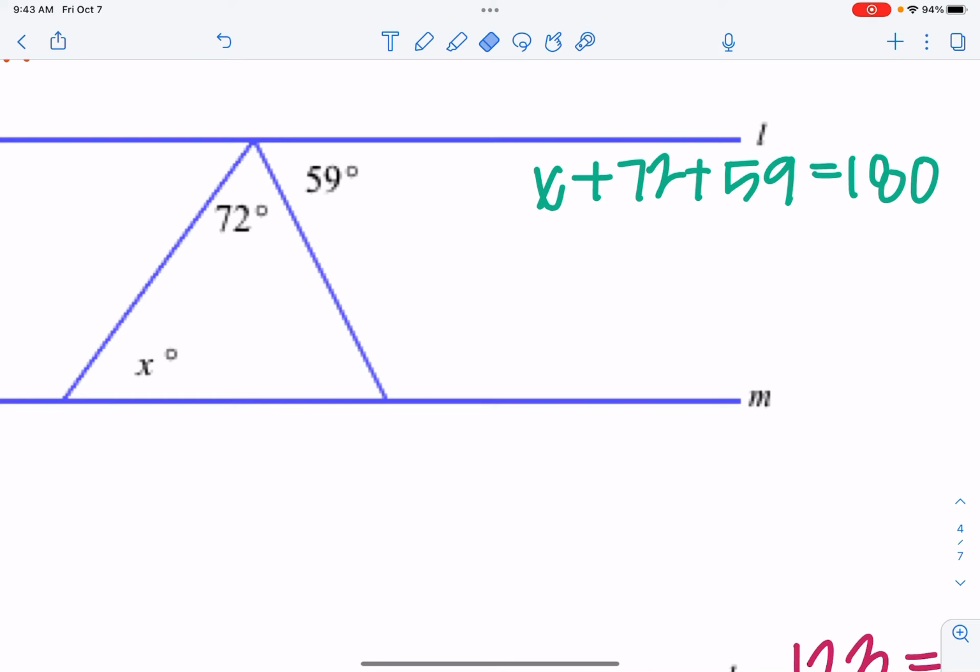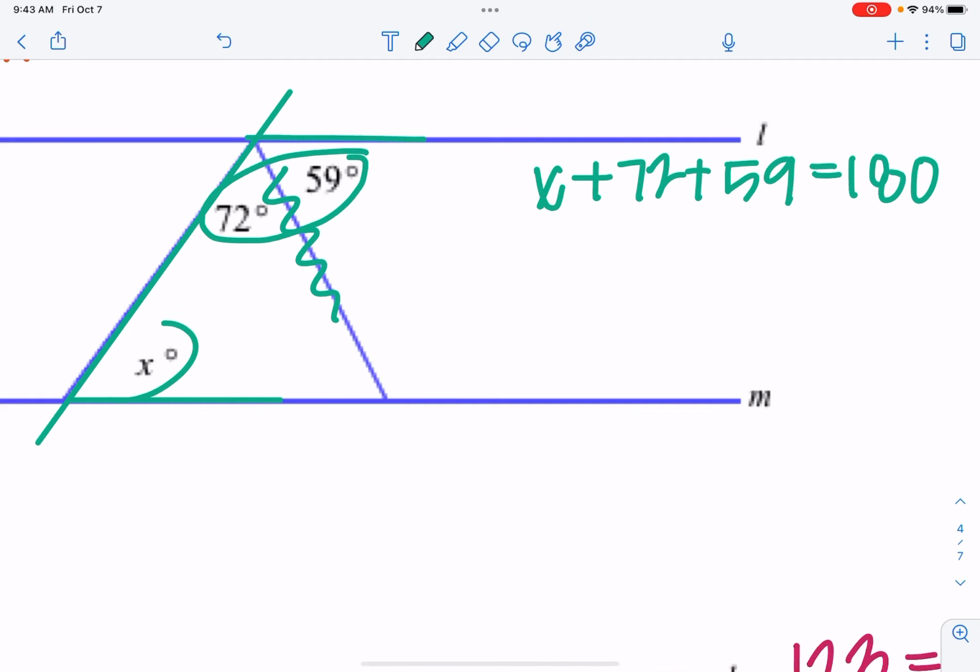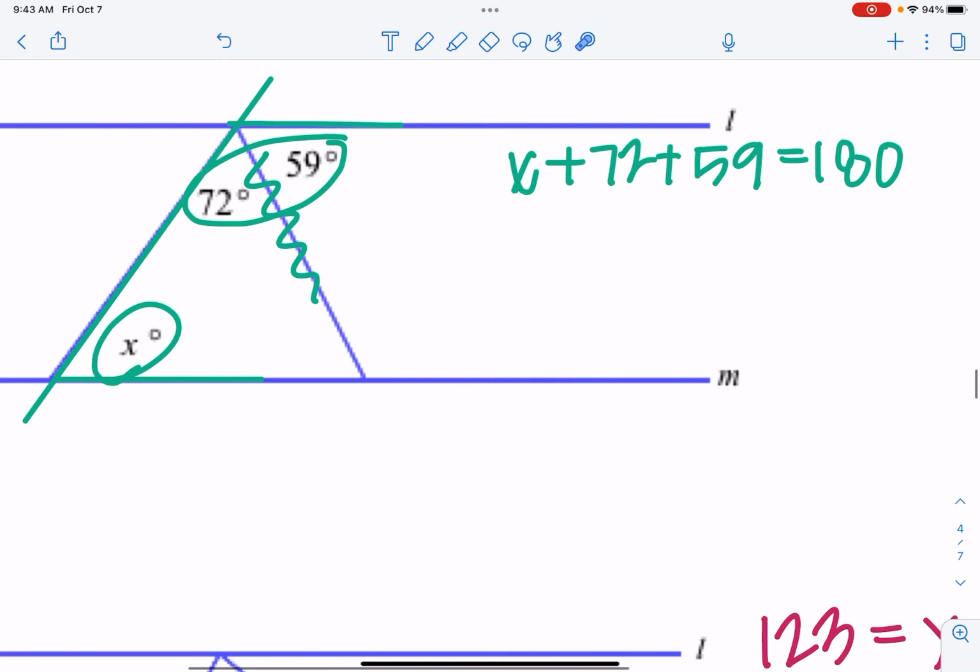So let's erase that. Again, these are parallel lines. So what if I looked at this transversal and these parallel lines? If I treated this as one angle together, so basically ignore this line in between, and this angle, these are same side interior angles. What do we know about same side interior angles? They add up to 180. So it'd be the same idea there where you do x plus 72 plus 59 equals 180. So you see how they actually are the exact same equation. I just got to it in a different route.